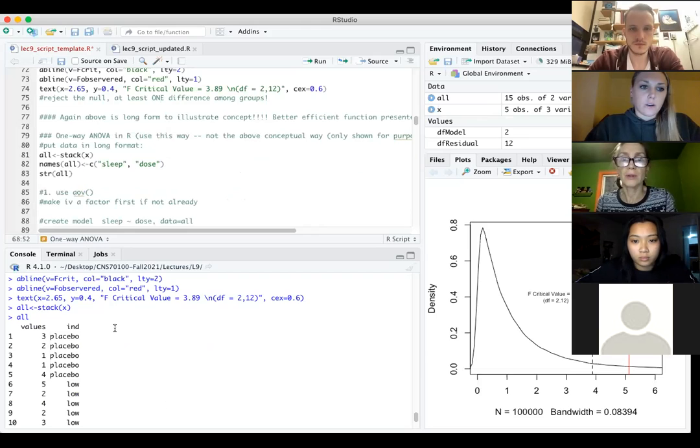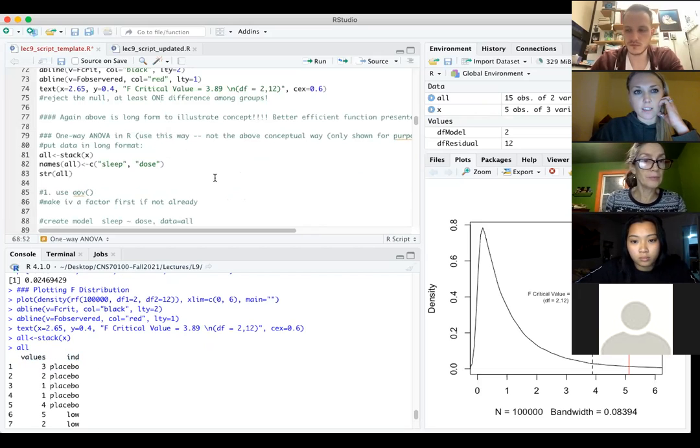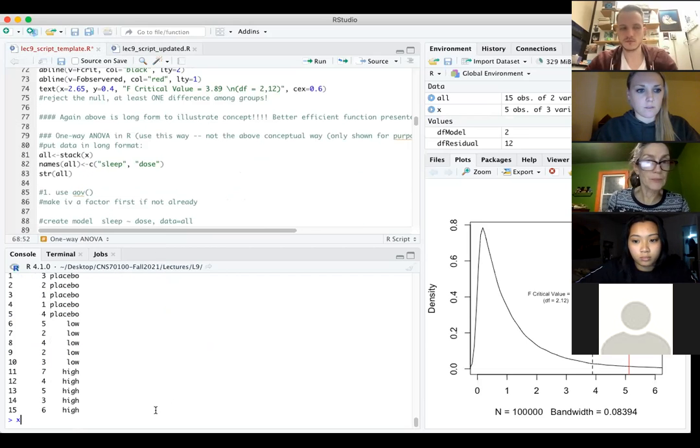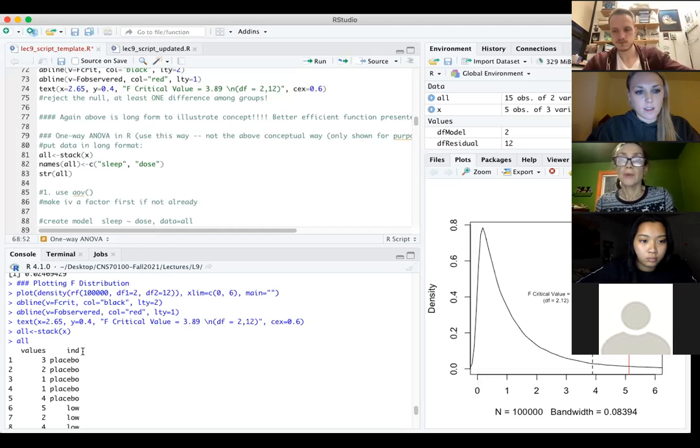Okay, so you can see the stack gives us, it stacks all of our values. Stack automatically gives your variables these names. These are the names that it just calls them, values, and then here IND for, I'm guessing, independent. So this is the default values and then IND. So I'm just going to rename that to, oh, apparently this was sleep instead of anxiety. Well, we'll just leave it at sleep.